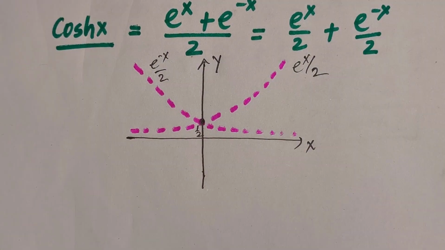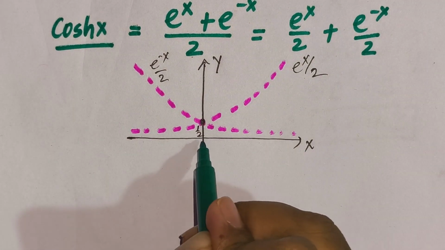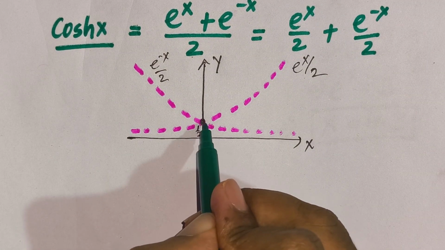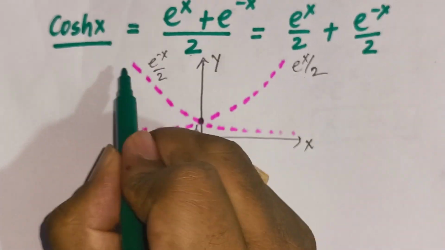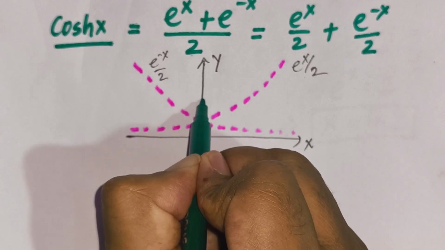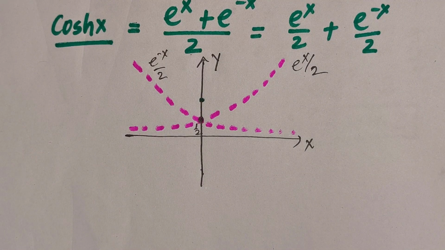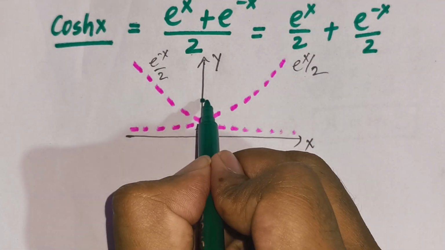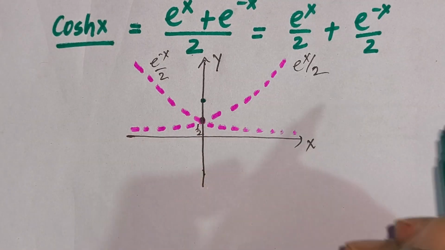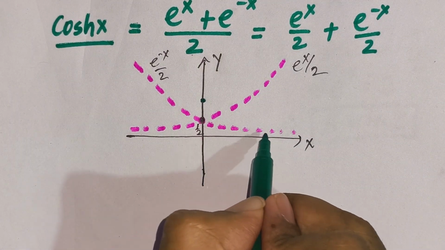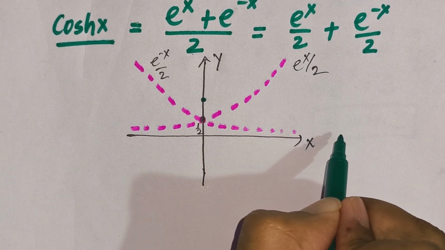Now let us add them. At the origin, when x is 0, both are half. So half plus half is 1. So hyperbolic cosine will take the value of 1 at the origin. And when x gets bigger, the e to the power minus x by 2 comes closer to 0.